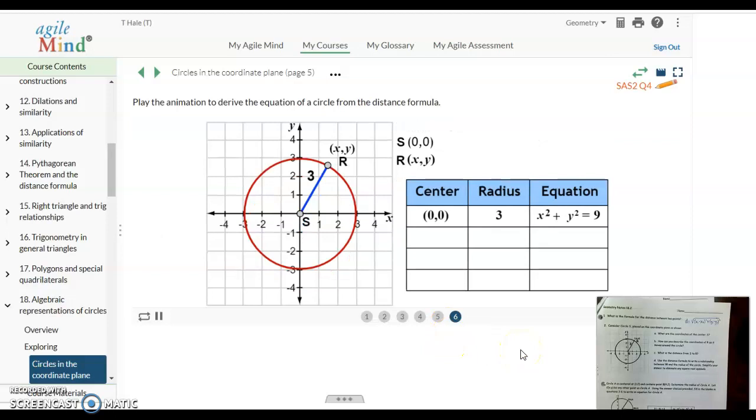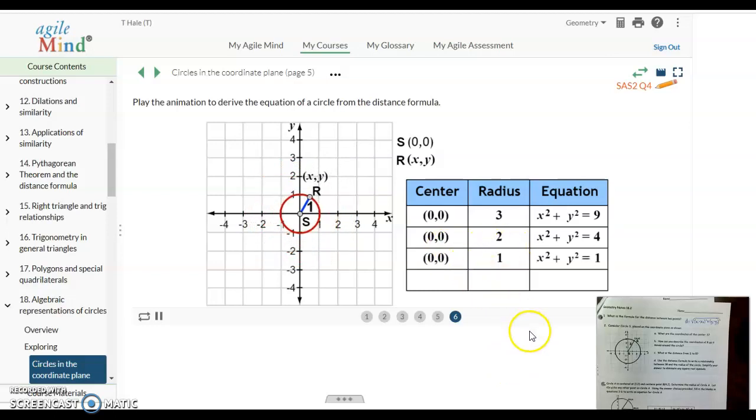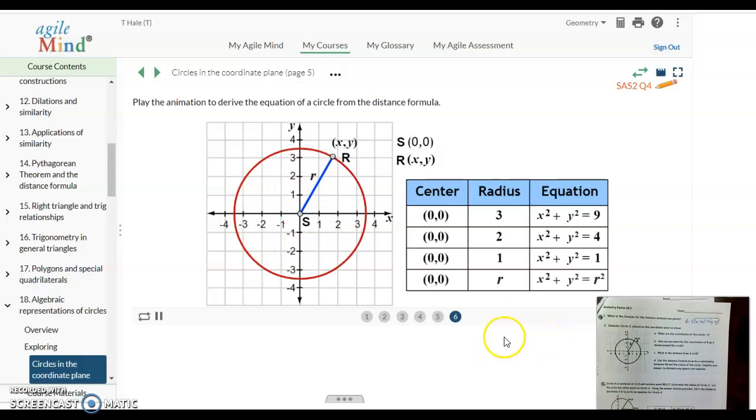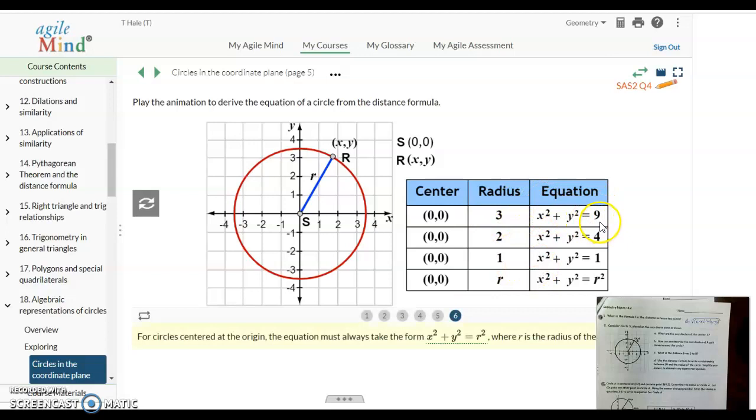So we're going to look at some different circles. Here's one centered at the origin with a radius of 2, and one centered at the origin with a radius of 1. And so we should be able to tell a pattern now. Hopefully you see that when the radius was 3, we had a 9 over here. Radius was 2, we had a 4. Radius was 1, we had a 1. We are squaring that number. And so this is the general form for an equation of a circle when the center is at the origin.